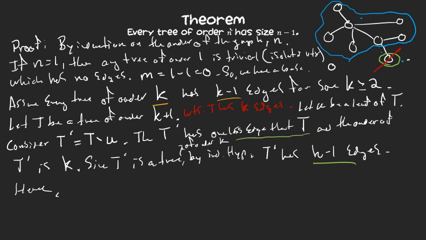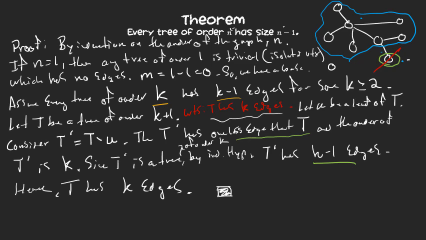Well, one more than t prime, which was k minus 1. So t must have k edges. Hence, t has k edges. That's what we wanted to show. Done. And so we can say then that every tree of order n has size n minus 1, and this is why. All right, that's pretty neat.